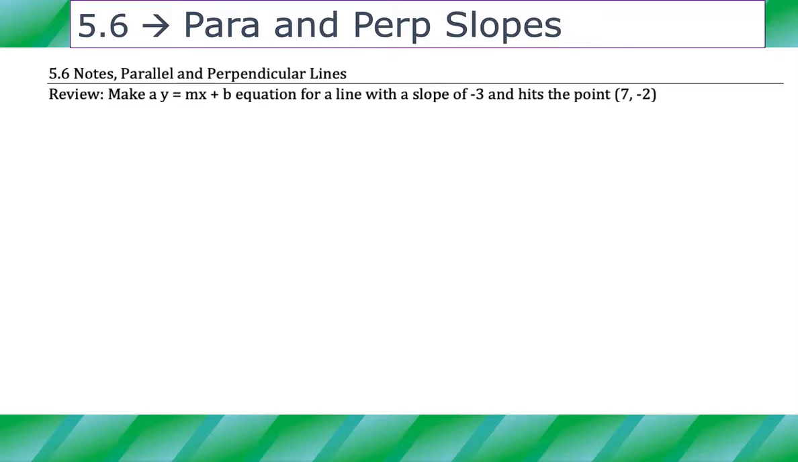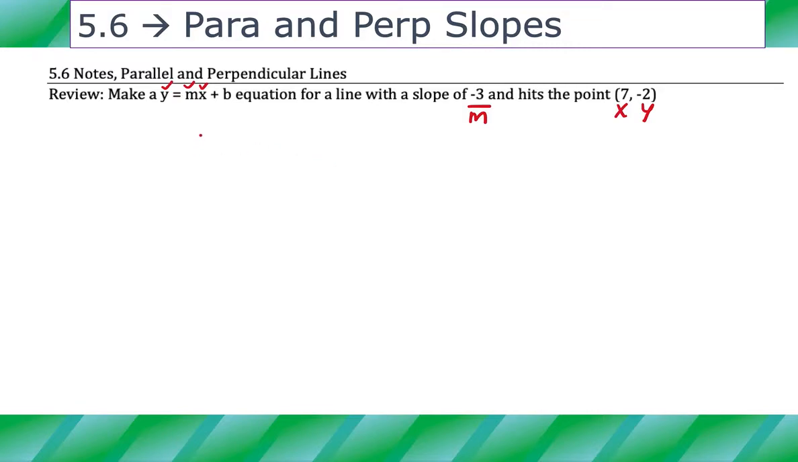They have parallel and perpendicular slopes, but we'll get to that in a second. Let's just have a little bit of review. How can you make a y equals mx plus b equation for a line when you're given the slope and you're given an x, y coordinate point? Well, you have three of the four ingredients. So if you're given the slope and you're given x and you're given y, you want to plug those in to the y, to the m, to the x, and then solve for b.